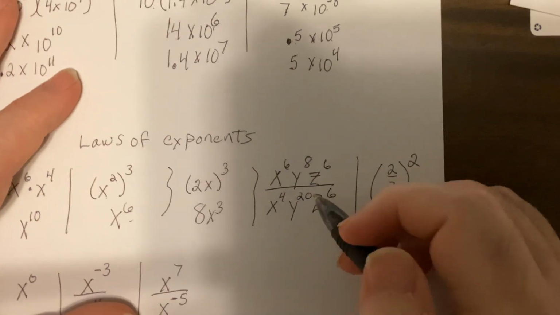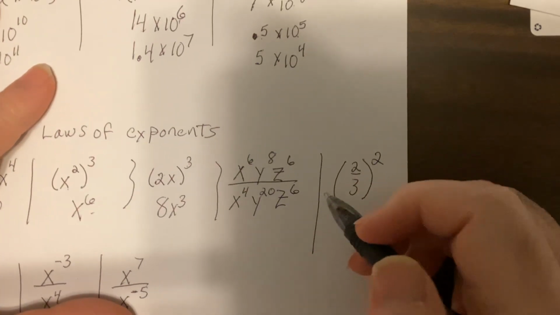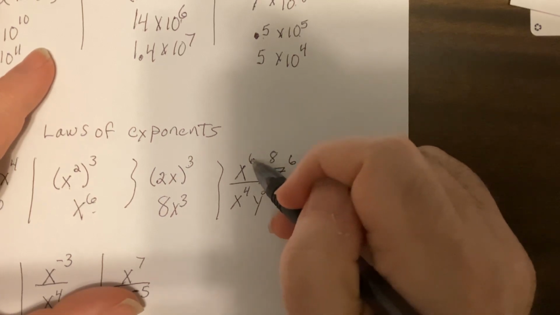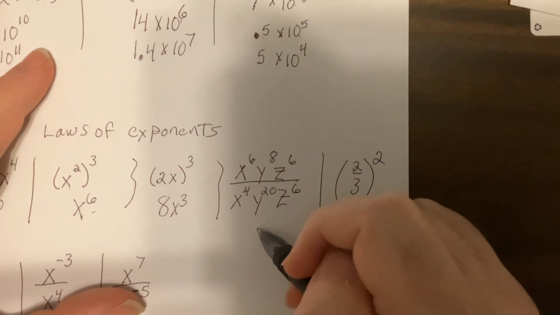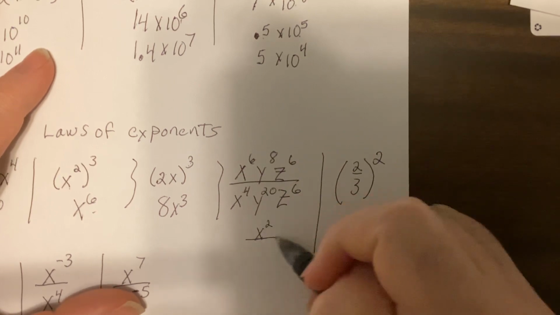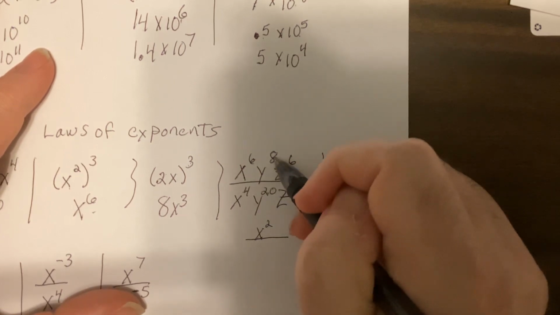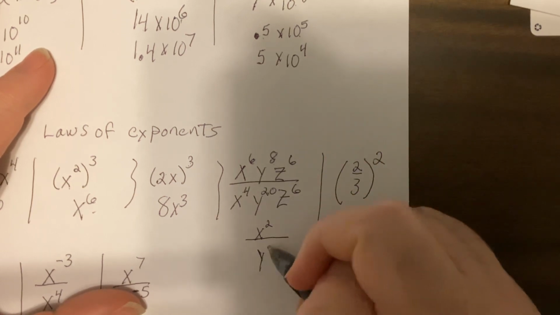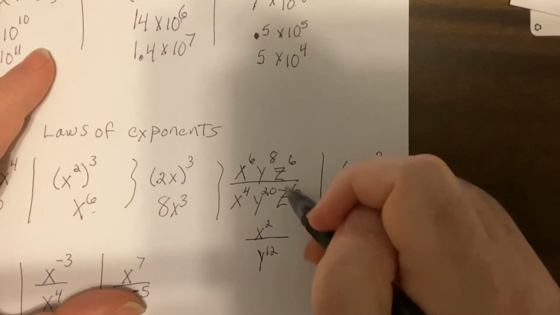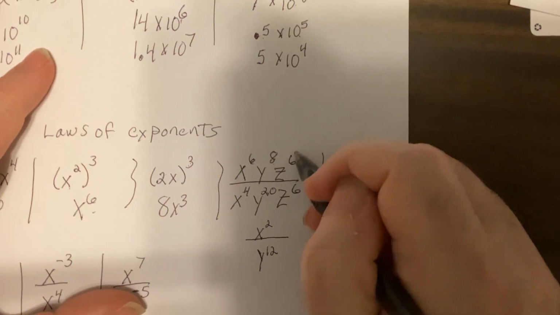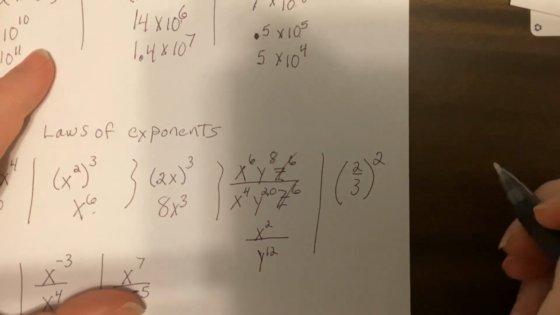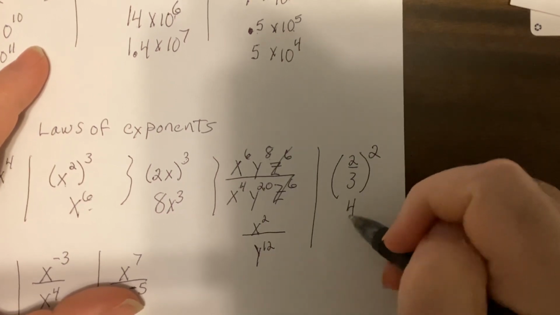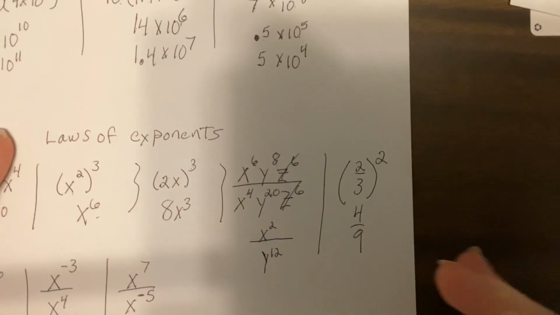When you're dividing, I already told you earlier, you subtract the powers. So you always go from the bigger one. So the bigger one's on top for X, so it stays on top. 20 is bigger than 8, so it goes on the bottom. 20 minus 8 is 12. And anything divided by itself is 1, so it just drops out. Here, square both terms, that'd be 4/9. Yay!